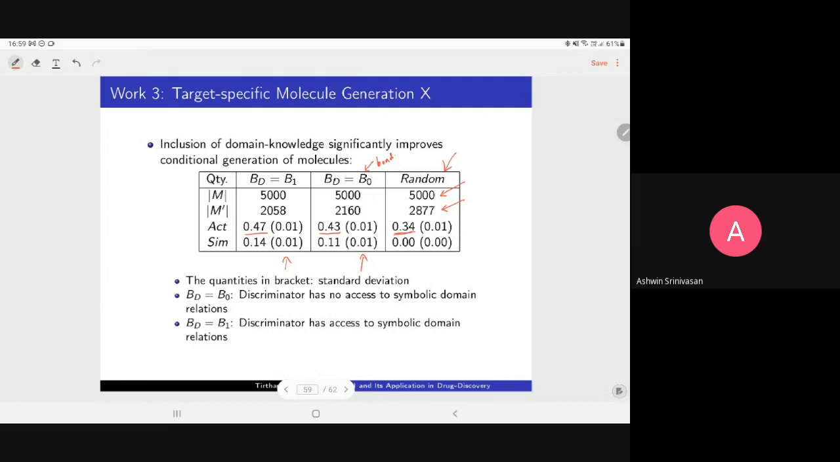Similarly for the similarities, if you randomly draw molecules from the ChEMBL database, you get none of them satisfying the similarity constraint. That means it's a total failure. If you sample from G2 constructed with labels from BORD-GNN and without the domain relations, we have 0.11. Similarly, it jumps further if we have additional domain information available.